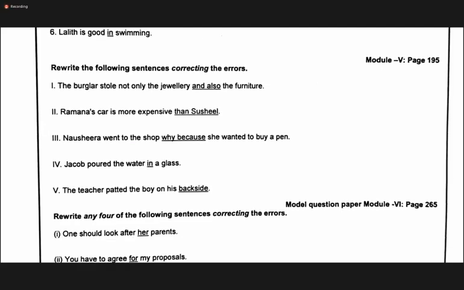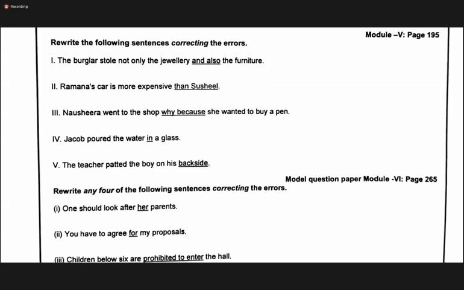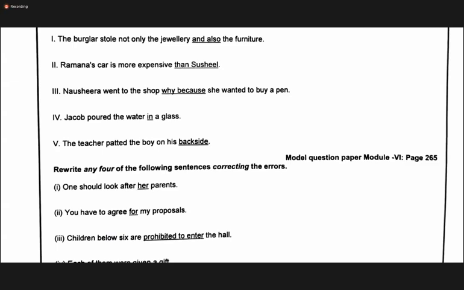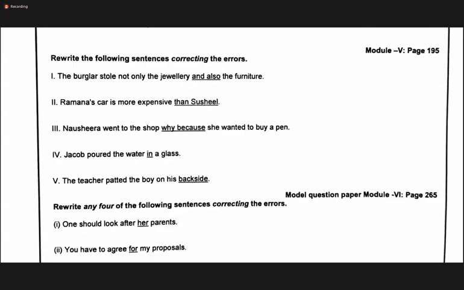You can write in any way. Than that of Sushil or Sushil's. Right. Third one. Naushira went to the shop. Why? Because she wanted to buy a pen. Only because. So don't use why. Remove why. Naushira went to the shop because she wanted to buy a pen. Fourth one. Jacob poured the water in a glass. Into a glass. Next, fifth one. Third one, sir. Why because is wrong. So we need not use why. Just use only because. The conjunction because is enough. Naushira went to the shop because she wanted to buy a pen.